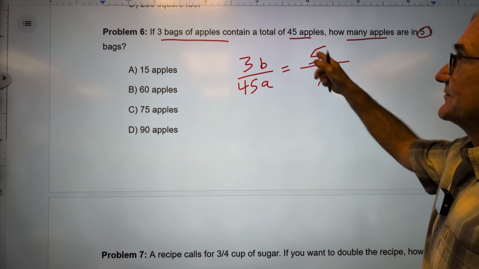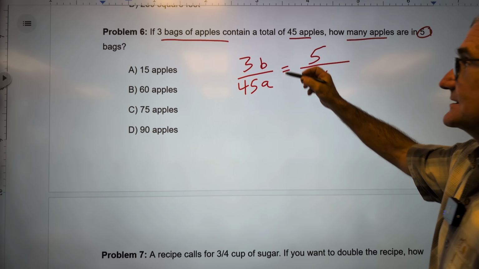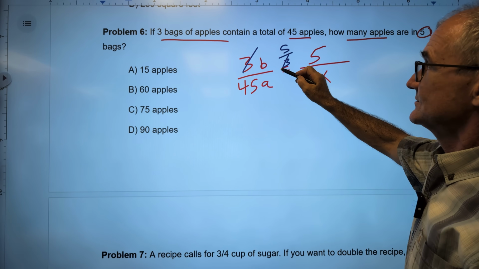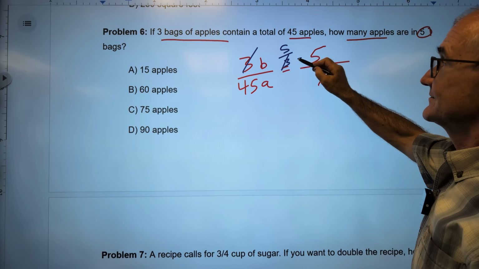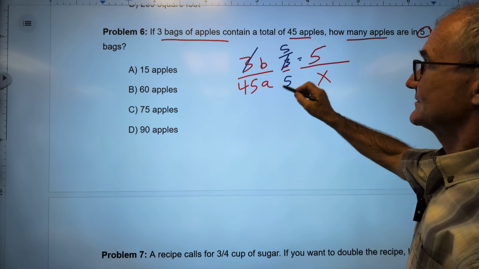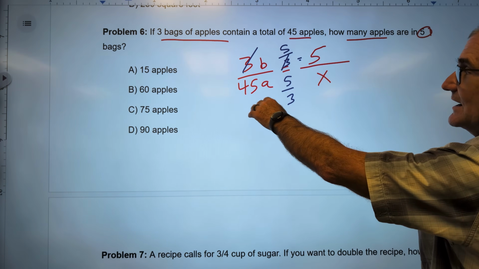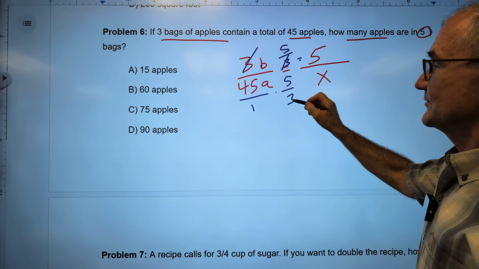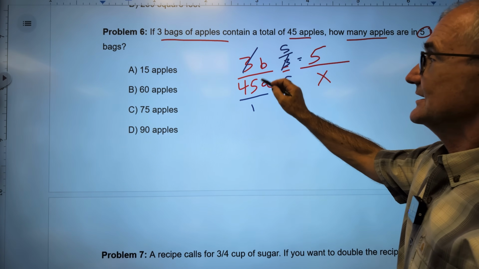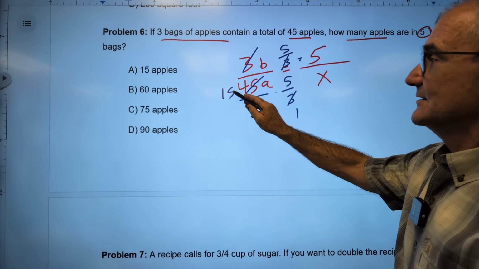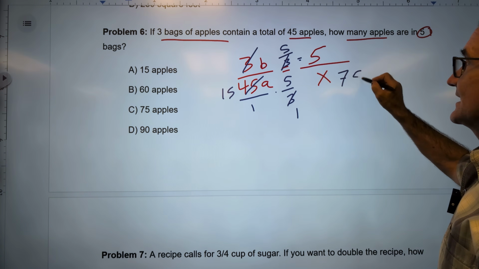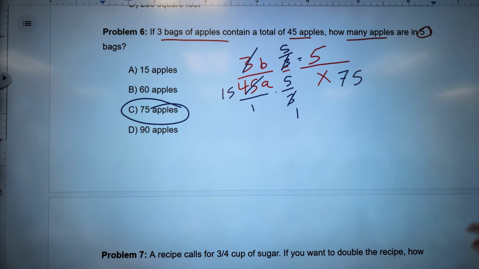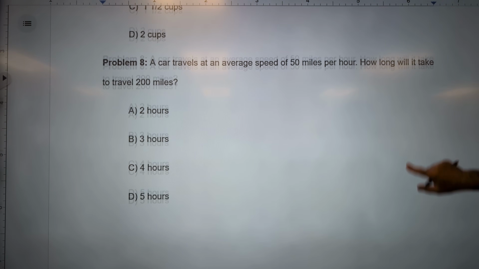I have to get from 3 to 5. Well, I'm going to have to multiply that by the fraction 5/3. My 3's cancel, and that's going to give me 5. If I do that to the top, I also have to do it to the bottom. So I have to do 45 times 5/3. Well, I could reduce this fraction right here. 3 goes into here once, 3 goes into here 15 times. 15 times 5 is 75. Correct answer, answer C.